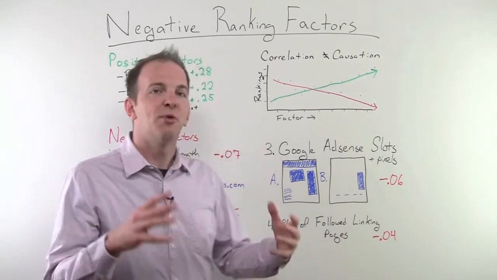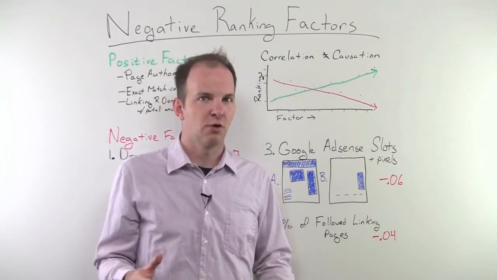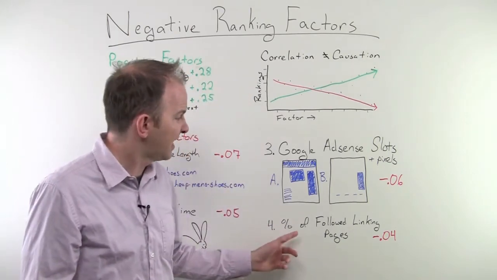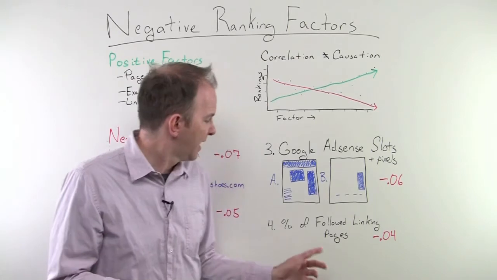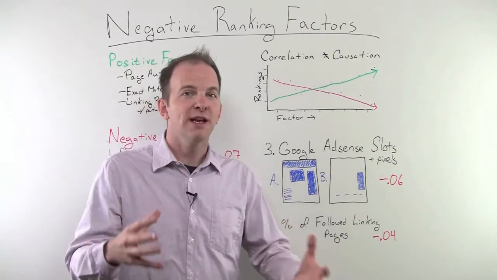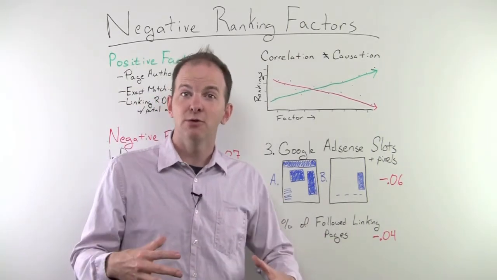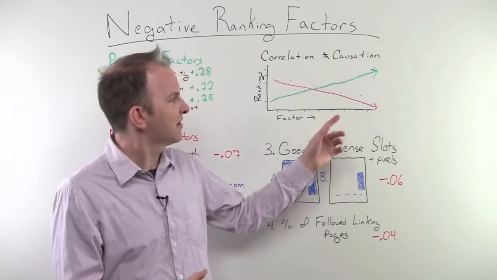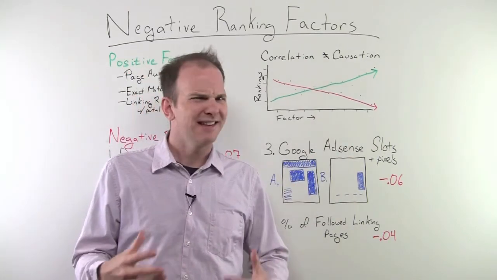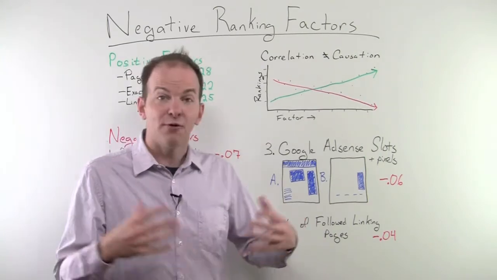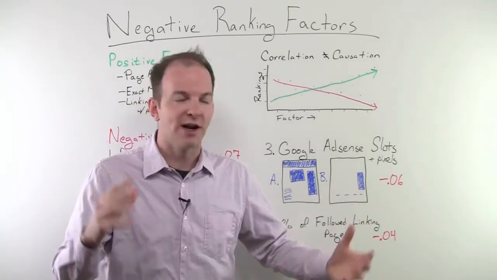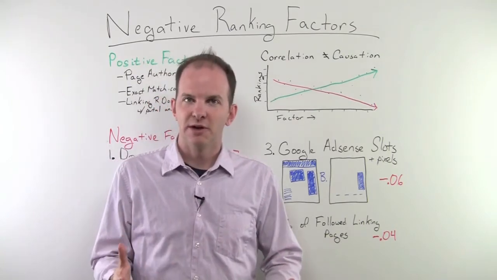The most surprising result of this year's correlation data was the percent of followed linking pages. And this requires a little bit of explanation. This means that if all the links pointing towards your domain are followed, we tend to see those sites ranking a little lower. That doesn't seem to make a lot of sense off the get-go. You'd think if all your links were followed, you'd just be great in rankings, but think of domain diversity.